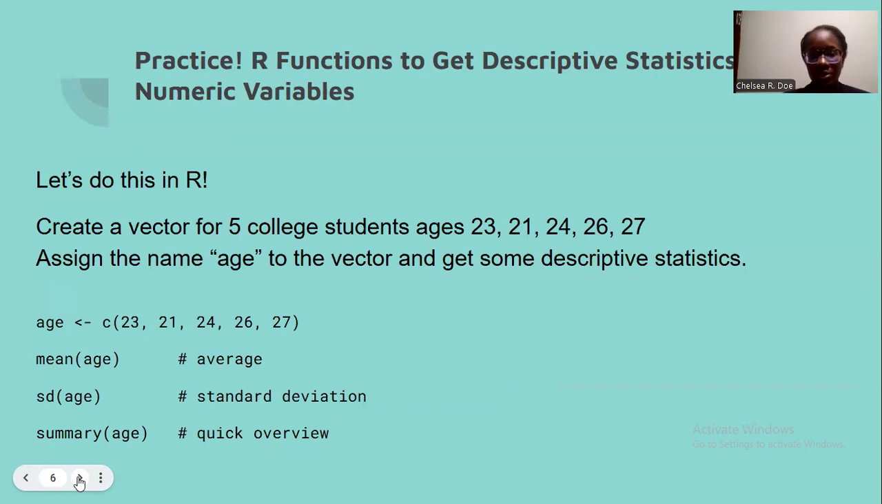In our previous video, we showed you how to create vectors. So now I want you to create a vector of 5 college students, ages 23, 21, 24, 26, 27. You can take a quick review of our previous video to get up to date. And I want you to assign the name age to this vector and produce some descriptive statistics. So let's do this in R.